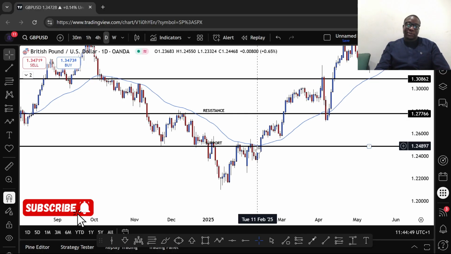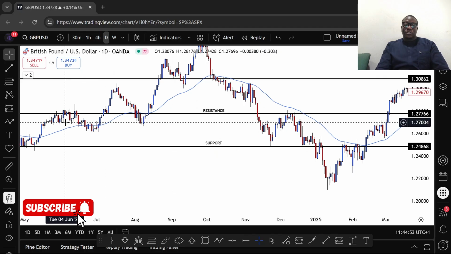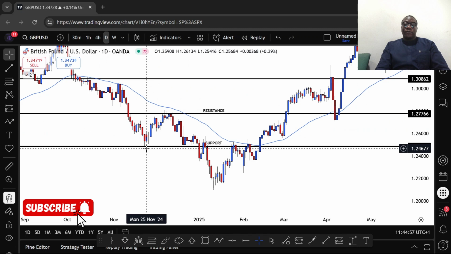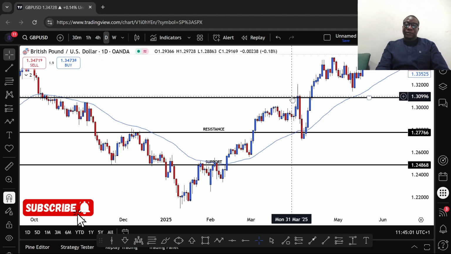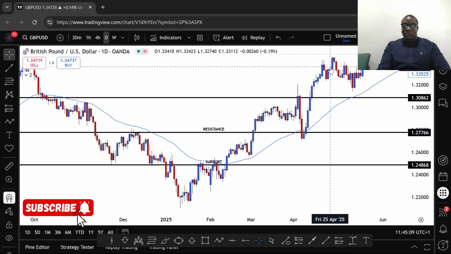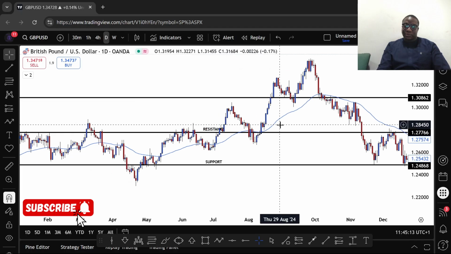Now look at this second example. We have this resistance here where the market has gotten to multiple times and rejected from. But if you look here now, you see that the market broke above it, came back to it, making it a new support. And you see when the market got here, you see the move. It went up straight.